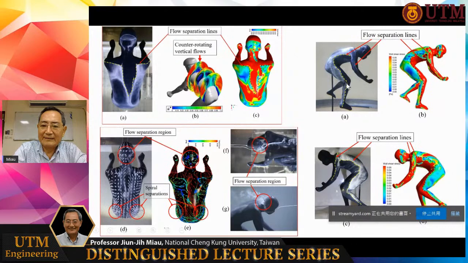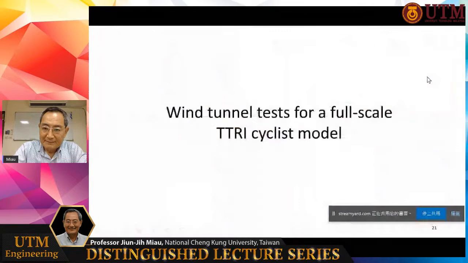Later on, in the wind tunnel experiment, we would like to have pressure sensors on the surface, particularly in the neighborhood of this separation line. Okay, so now we get to the full-scale cyclist model test. This is with the Taiwan Textile Research Institute cyclist model.